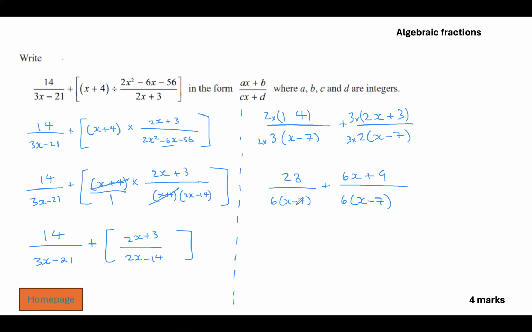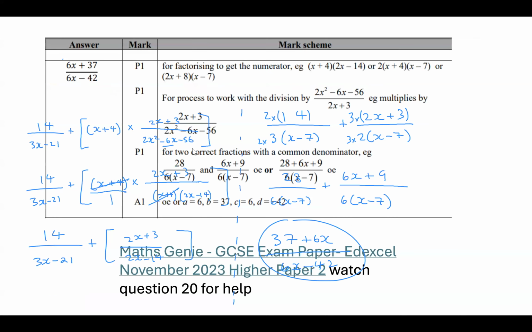So we now have a common denominator, so we can now add the top. 28 plus 9 is going to be 37 plus 6x over, and they want the answer in this form here, so we just need to expand the bracket. So we get 6x minus 42, and that is our answer. Now remember, guys, you do not add the denominators when you're adding fractions, whether it's algebraic or standard fractions with numbers. And if we have a look at the answer, we get 6x plus 37 over 6x minus 42.